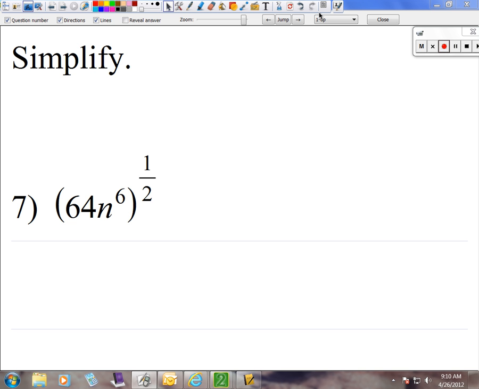All right. So what do we got here? Well, this is easy. There's no power to this one. There is, but it's 1. Aren't we just doing the square root of this? Isn't it just 8n to the 3rd? How many had 8n to the 3rd? The rest of you see why. What's the square root of 64? Doesn't this mean square root?